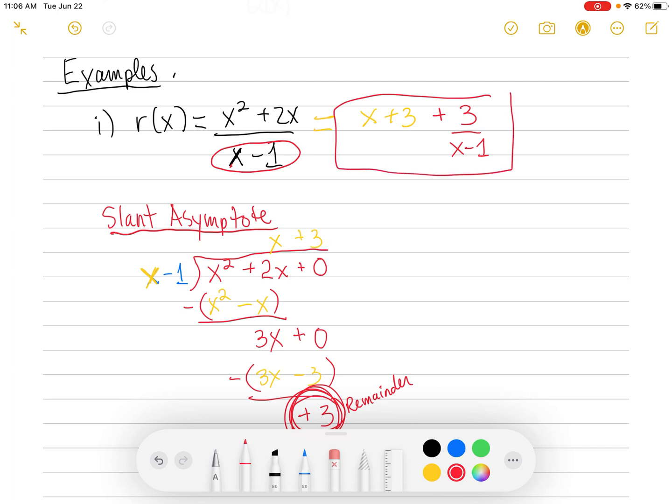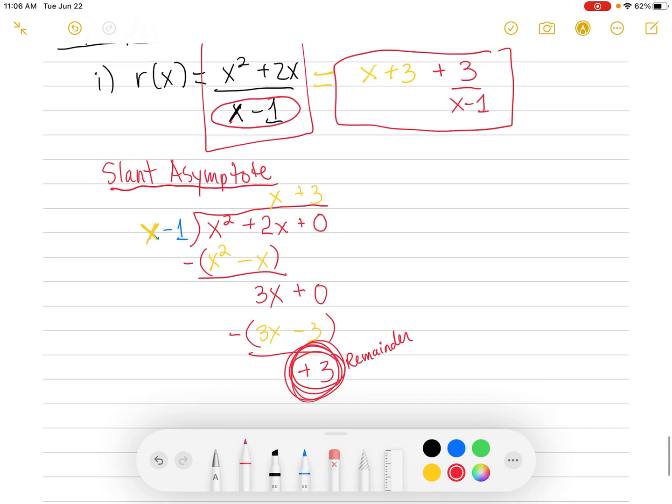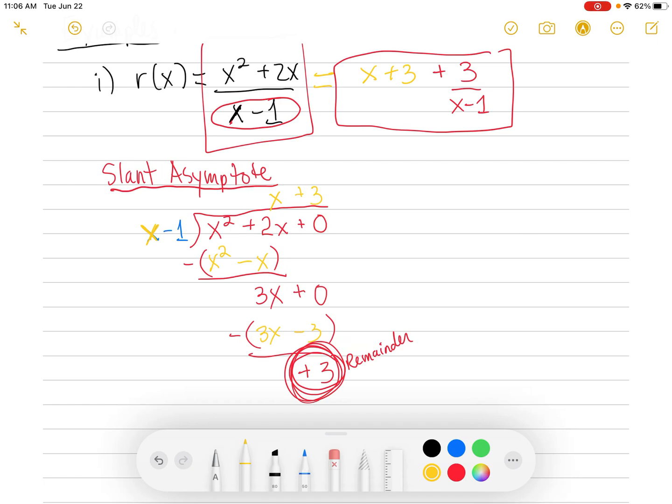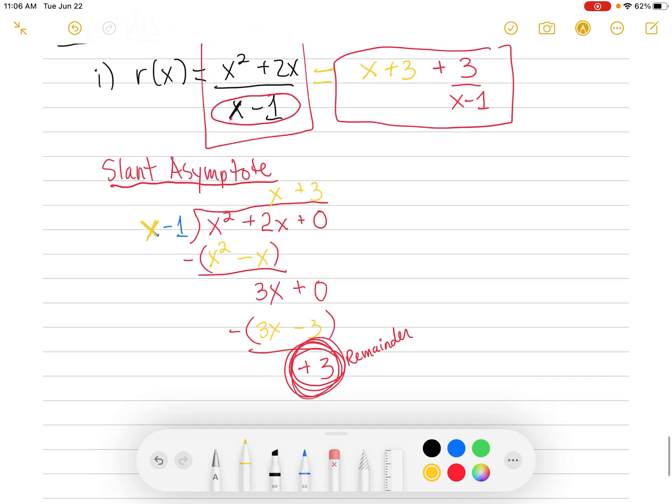That's basically what we've done. We've simplified our rational function. We've just rewritten it. This is the same function right here, x plus 3 plus 3 over x minus 1. This is the same function as this one back here. It's only simplified. It's in a simpler form.